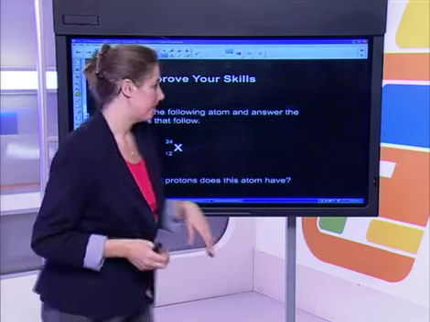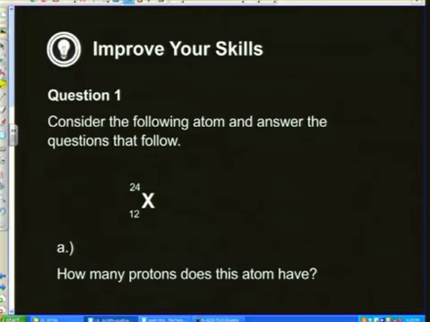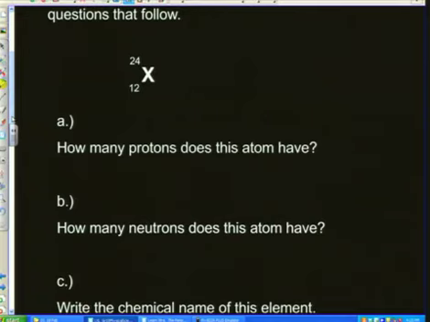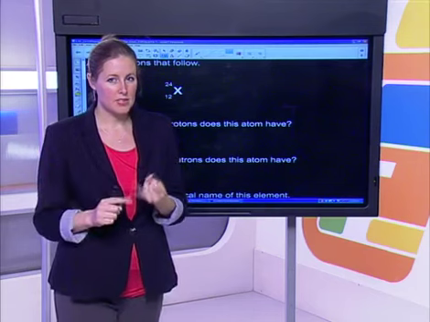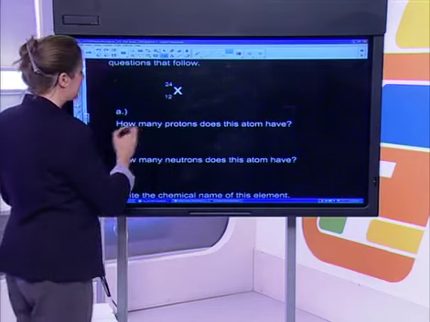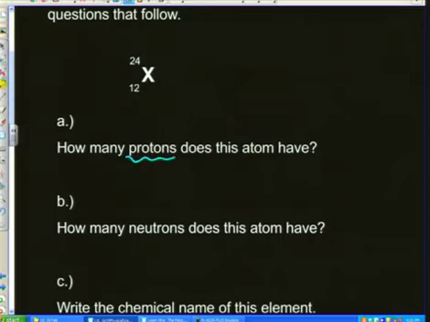We're now going to take some time to answer some questions. So, have a look at this one. Consider the following atom and answer the questions that follow. Now, they're giving this to us in standard notation. We have X, some unknown element, 24 and 12. Firstly, how many protons does this atom have? Now, protons, we must come across and say, okay, the protons must be this number at the bottom. So it will be 12 protons.